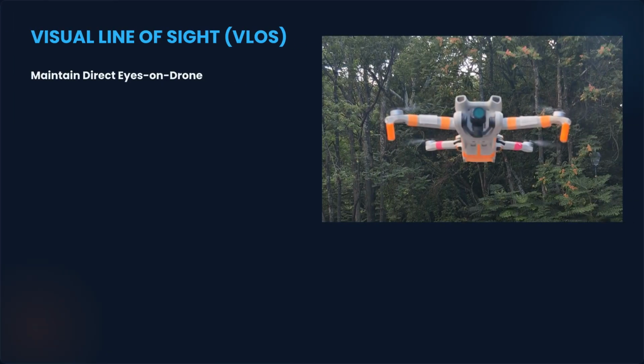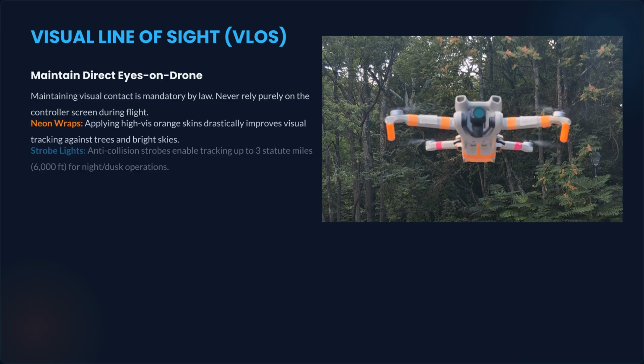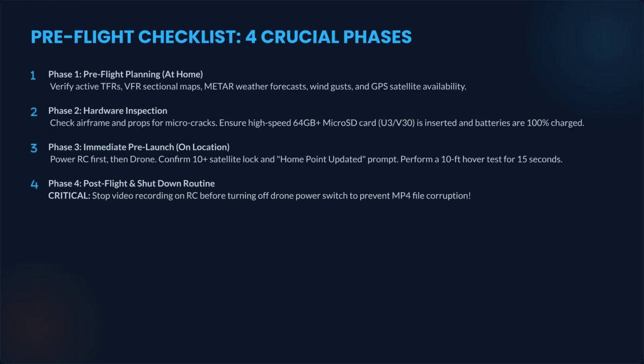Visual line of sight is a legal requirement. Never rely only on your screen. Improve your ability to track your drone by using neon wraps or adding anti-collision strobe lights for better visibility. Follow our 4-phase pre-flight checklist. This ranges from planning at home and inspecting your hardware to final on-location checks and a safe post-flight shutdown routine to protect your media files.